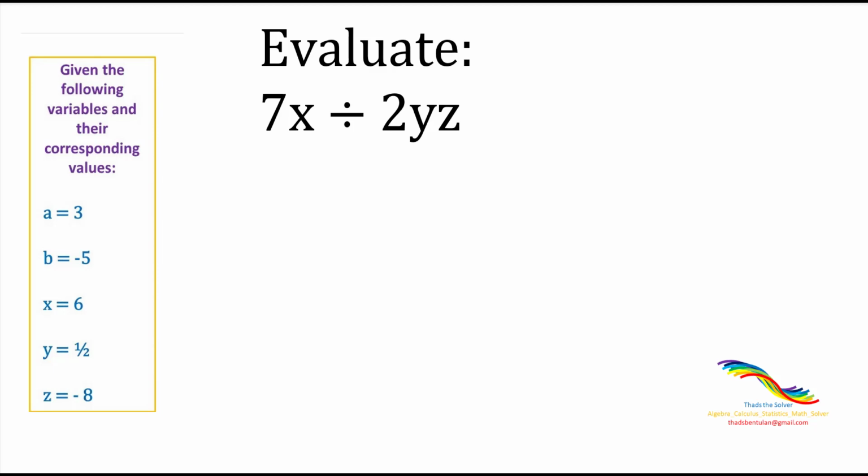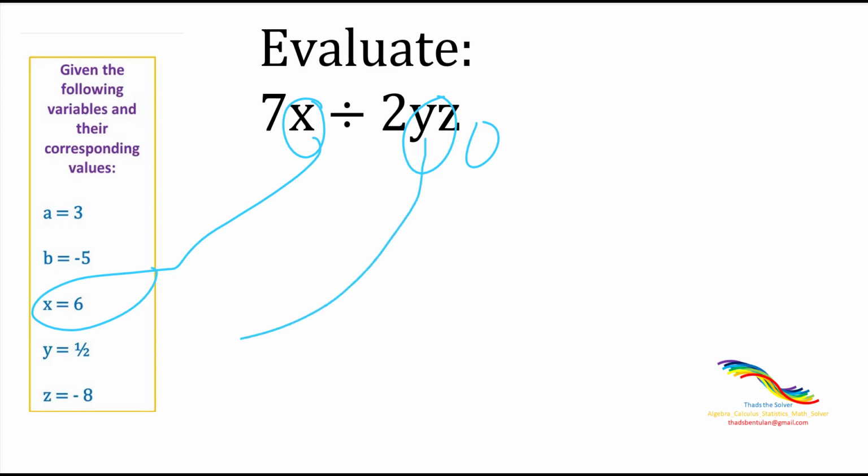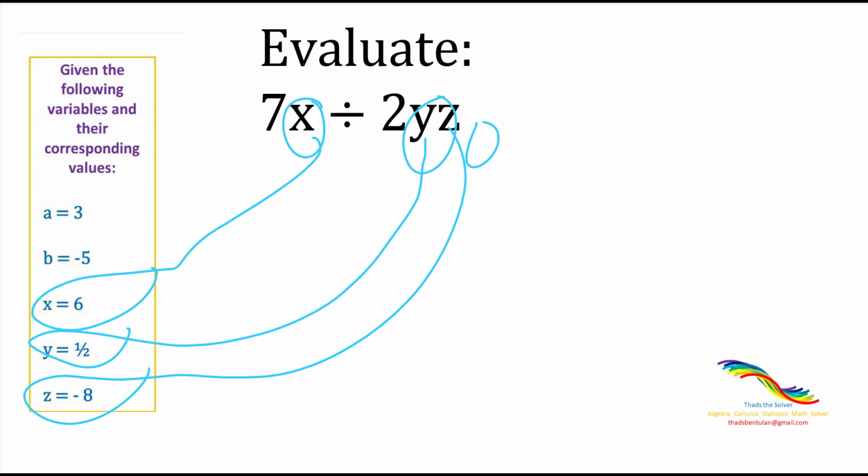But we have to evaluate this expression, and we're given the values of x, y, and z here on the left. These are given. With other problems, there will be given values. For this particular problem, we're just given these values. Okay, x equals 6, y equals 1/2, and z equals -8. Let's clean up the board.